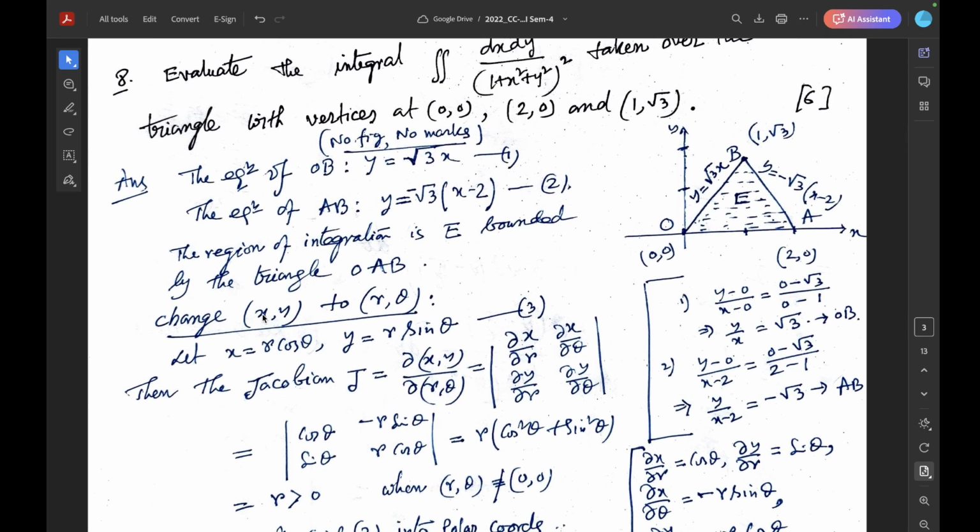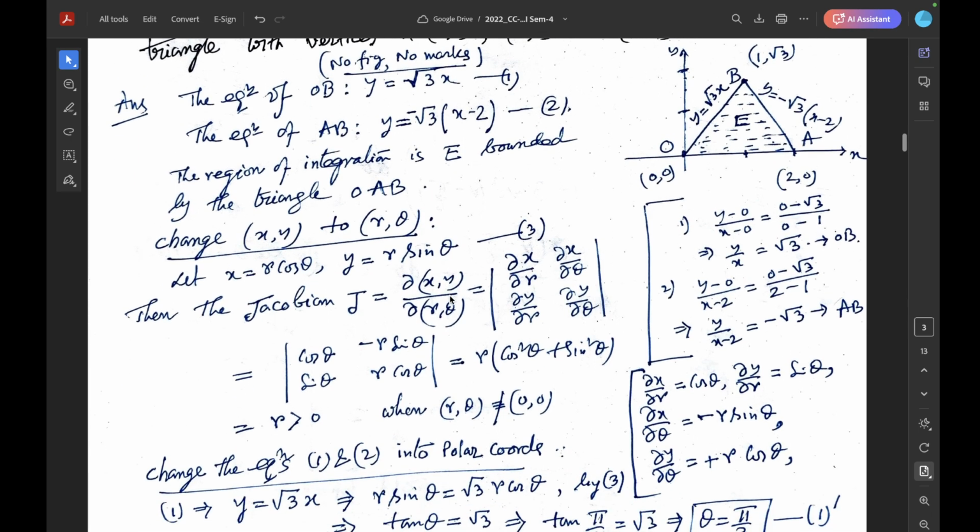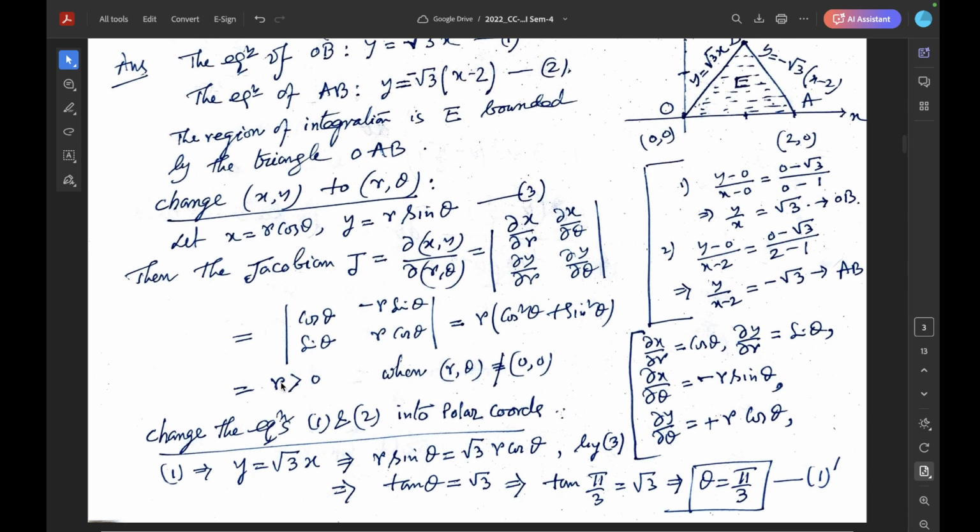Now we want to change these xy Cartesian coordinates to polar coordinates r theta. For this, choose x equal to r cos theta, y equal to r sin theta, and the Jacobian for this transformation J, del xy by del r theta, is equal to r, which is positive, greater than 0 when r, theta not equal to 0, 0.